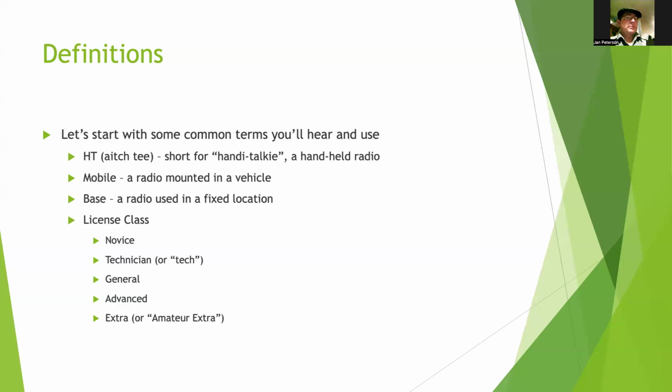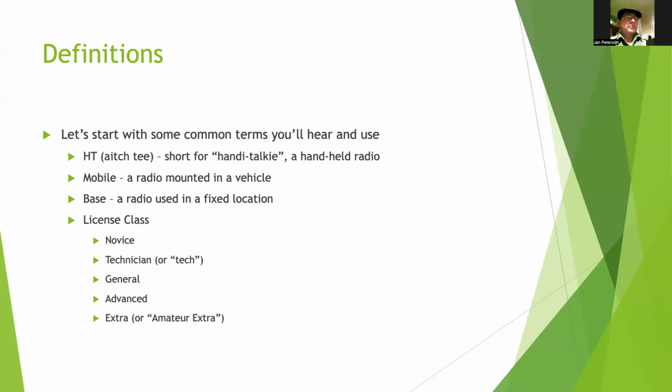The next one that you will hear is license class. People will talk about their license class. And there are 5 active license classes in the US right now. Other countries have their own rules and regulations, and so they have different names for their license classes. They have similar requirements, but they don't match one-to-one necessarily with the US requirements. We're going to talk mainly about the US ones here, and those are novice, technician or tech, general, advanced, and extra or amateur extra if you want to give it the full name.